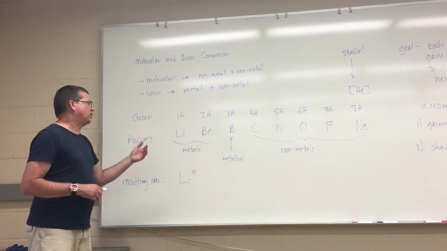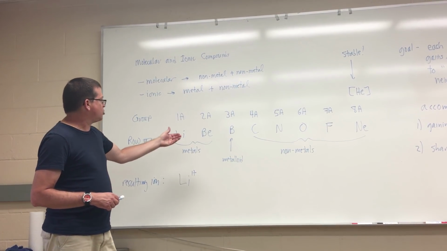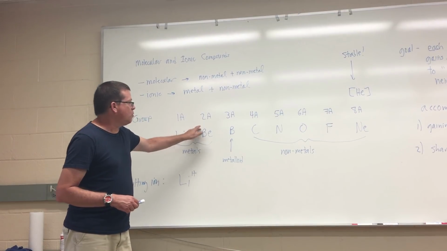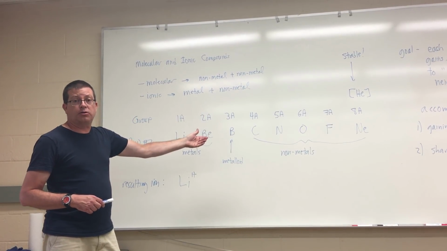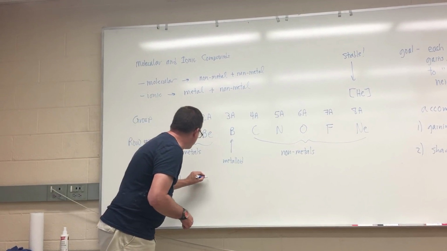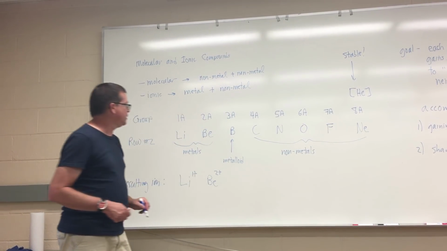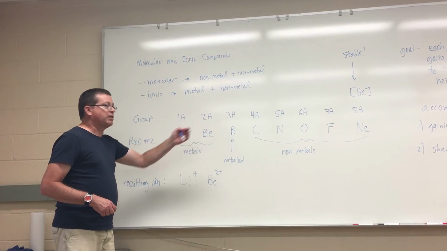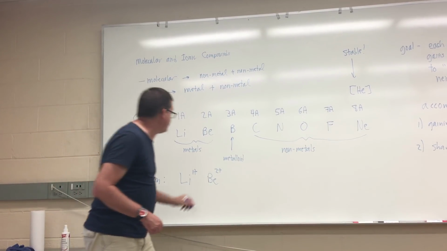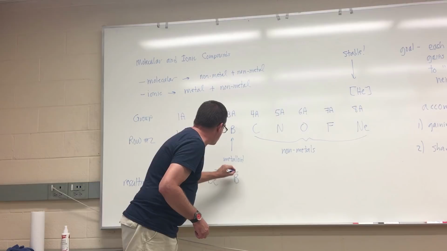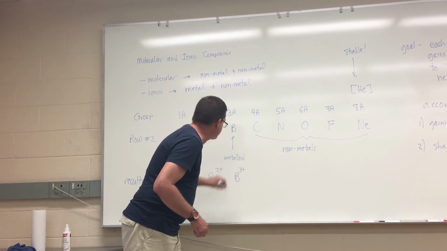All right, so what about beryllium? Beryllium, again, has a choice. It can lose 2 or gain 6. It would rather lose 2, so as a result, the beryllium ion would carry a charge of Be2+. Boron looks like it would rather lose 3 than gain 5, so that means I'm going to have a boron 3 plus here.